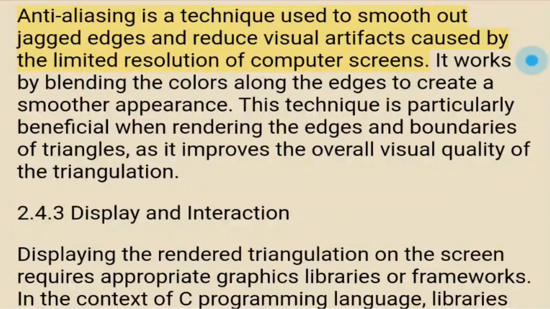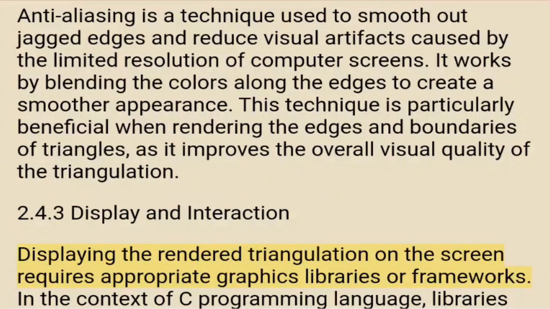This allows us to visualize variations in the data across the triangulation. Color mapping can also be applied to edges or triangles based on properties such as length, curvature, or area. Anti-aliasing. Anti-aliasing is a technique used to smooth out jagged edges and reduce visual artifacts caused by the limited resolution of computer screens. It works by blending the colors along the edges to create a smoother appearance. This technique is particularly beneficial when rendering the edges and boundaries of triangles, as it improves the overall visual quality of the triangulation.